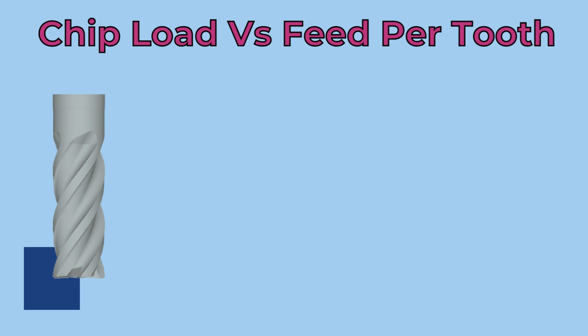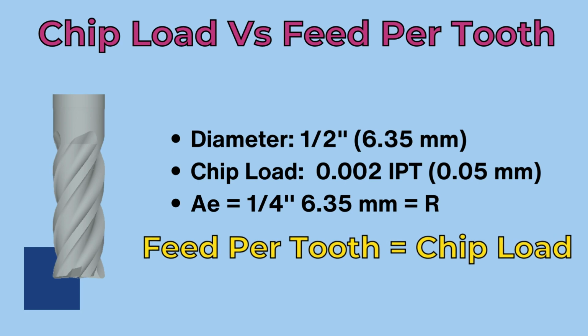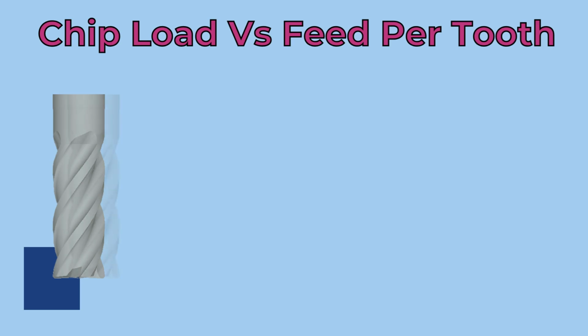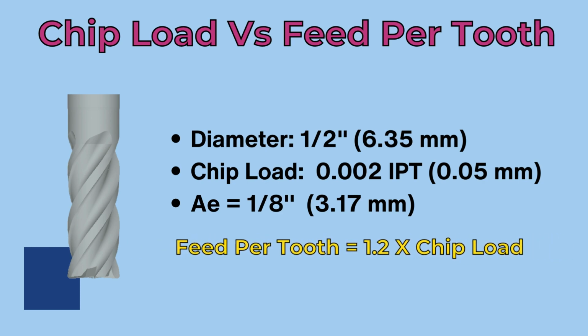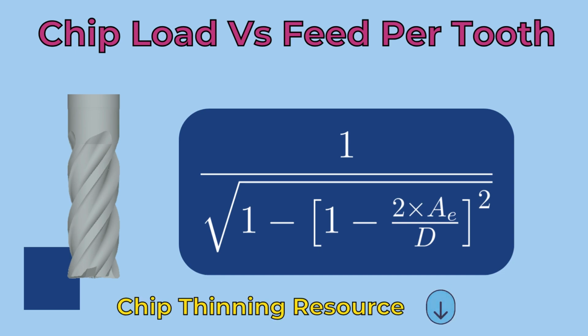Now, let us suppose that in our first pass, the cut width is 1/4 inch, 6.35 millimeters. In this case, the feed per tooth equals exactly the chip load. But on the second pass, the cut width is 1/8 inch, 3.17 millimeters. We can increase the feed per tooth by 20% and maintain the same chip load as before. This is the formula that I use to get this factor, and it is called the radial chip thinning factor. Chip thinning is a separate topic that will get its dedicated video. I will also leave a link in the description to the relevant resources.